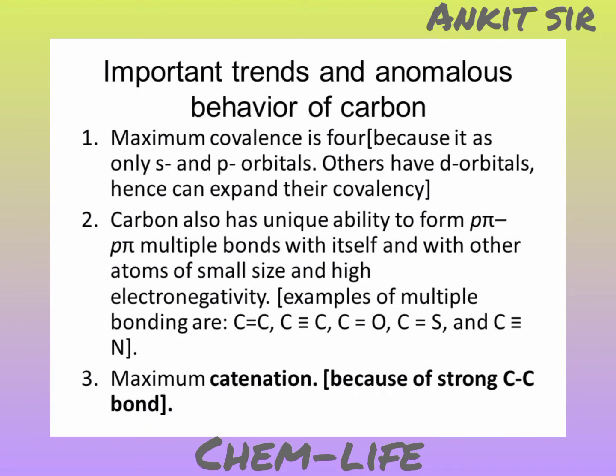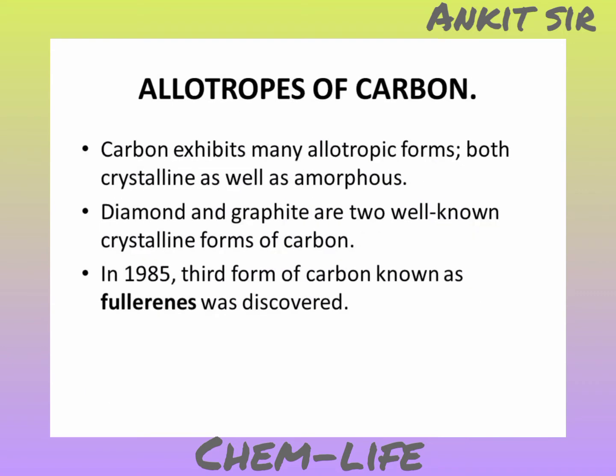Important trends and anomalous behavior of carbon. Maximum covalence is 4, because, as you know, carbon has only s and p orbitals, while the others have d orbitals and hence can expand their covalency. Carbon has a unique ability to form p-pi multiple bonds with itself and with other atoms of small size and high electronegativity. For example, multiple bonding: carbon-carbon double bond, carbon-carbon triple bond, carbon-oxygen double bond, carbon-sulfur double bond, carbon-nitrogen triple bond. Maximum catenation because of the strong C-C bond. The stronger the catenation, the stronger the bond.